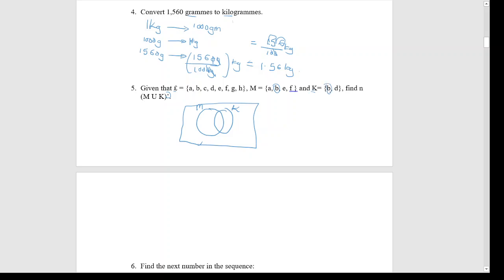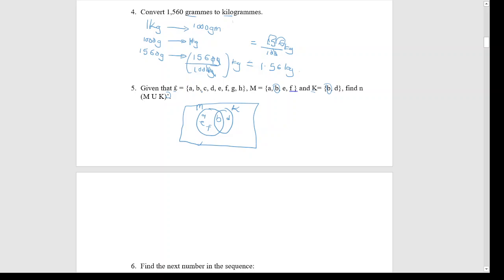Therefore, B and B, B is in both M and K. Therefore, these ones we term as intersecting members or an intersecting member. So this one is going to be between M and K. Therefore, B is going to come here. This is the intersection. Then after removing this one who is sharing both, then A, E, and F are in M only. So it's going to be here A, E, and F. Therefore, K only, we are remaining with D.